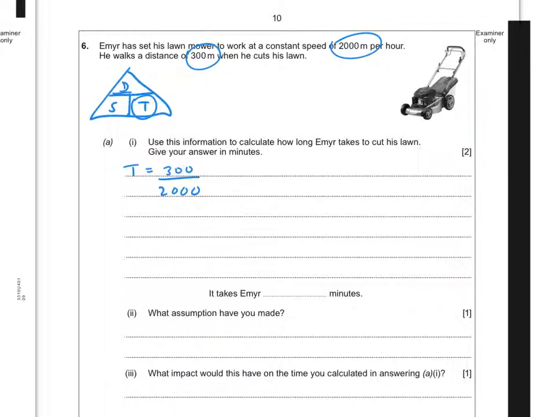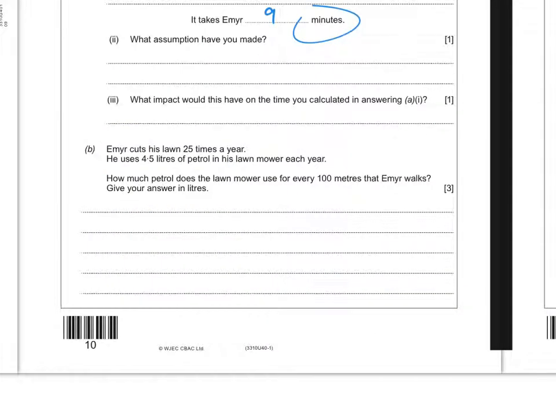But that would be hours because our speed is in 2,000 meters per hour. So to convert hours to minutes, because that's what the question asks us to do, we need to times by 60. So when you times that by 60, you get 9. So that's 9 minutes.